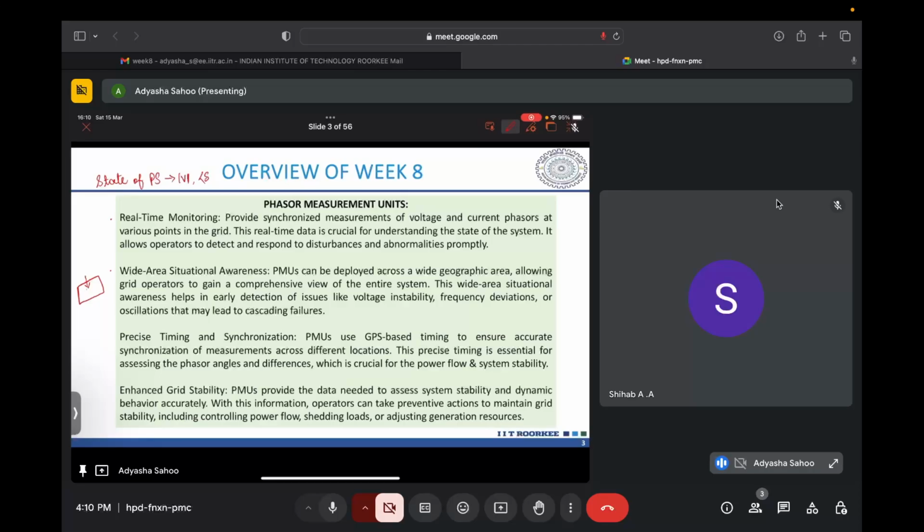Then the next important thing is that the PMU data are time synchronized with the GPS to ensure that the measurements across all the locations are in synchronism. This is crucial for calculating the phasor angles and differences at other bus locations. And these are further used in various power flow and system stability studies. So if you don't have the correct data, then these studies may not work accurately and you may give wrong control actions.